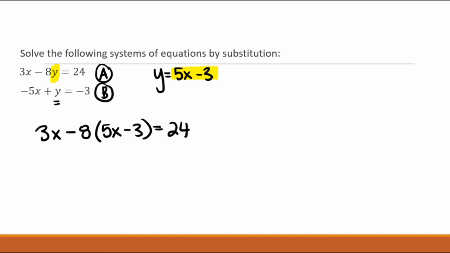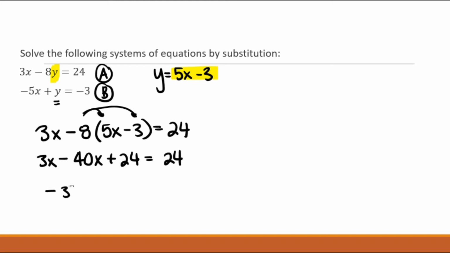Great. Now I only have one variable, so I can solve for x. 3x minus 40x minus 24. Oh, sorry, plus 24 equals 24. That was about to be a very different equation. And we're going to have negative 37x equals 0. Do not despair. X is going to be 0 divided by negative 37, and x will be 0.